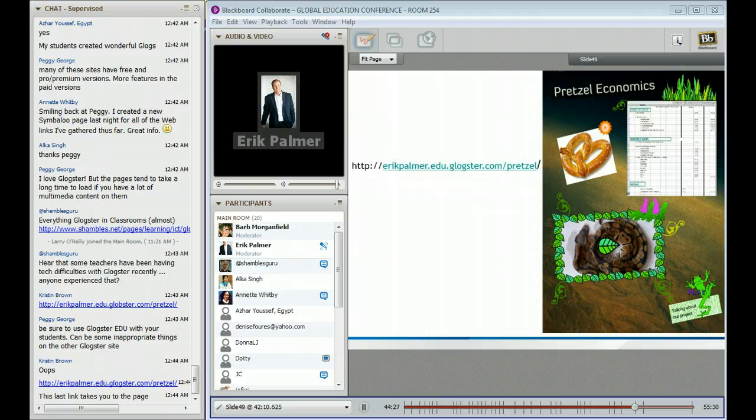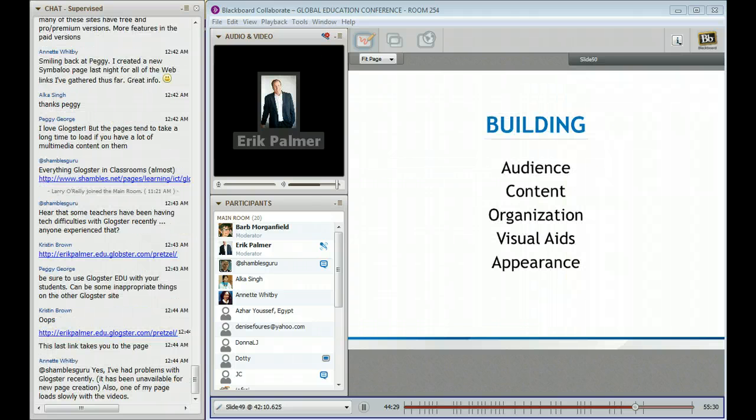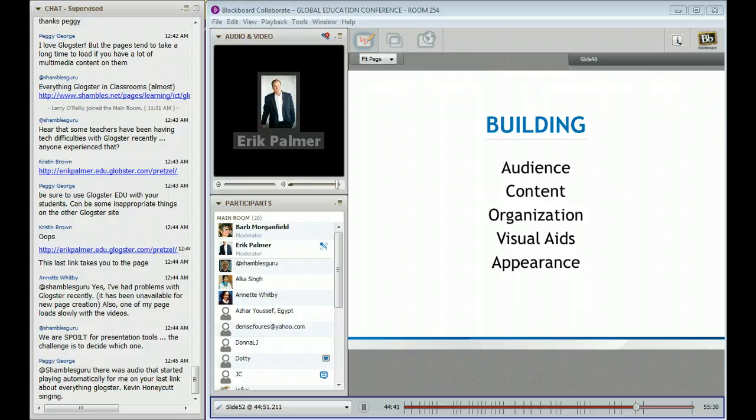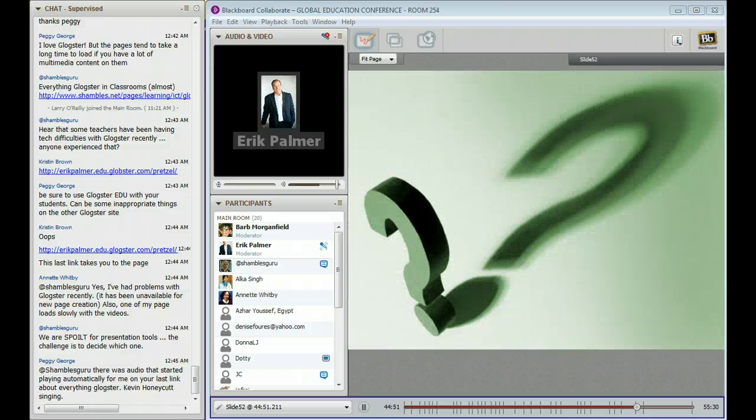So, let's do this. Let me refresh. All oral communication involves building a speech, whether it's in person, one-on-one, large group, or digitally. We have to think about the audience, put up engaging content, organize it well, pay attention to the visual aids, and pay attention to the appearance. And we absolutely have to pay attention to the performance.